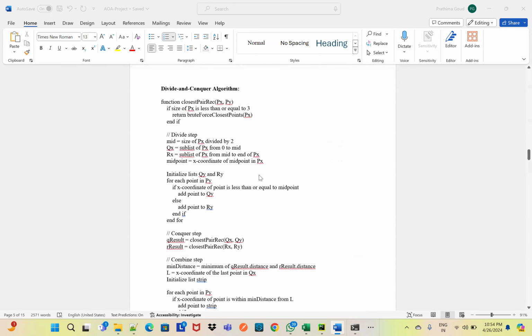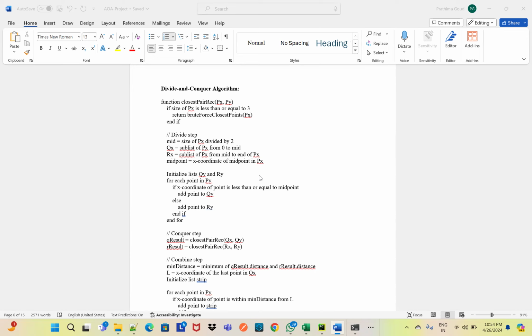Coming to the divide and conquer algorithm, this algorithm divides the problem into smaller subproblems, solves them recursively, and then combines the solutions. First, the points are sorted according to x coordinates, then by y coordinates. Now, the entire set of points is divided into two halves recursively to find the closest pair in the left half and the right half. After the closest pairs in the left and right subsets are found, there's a possibility that a closer pair of points has one point in the left half and the other in the right half.